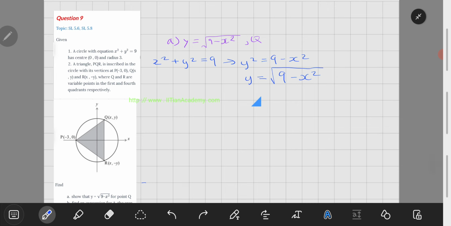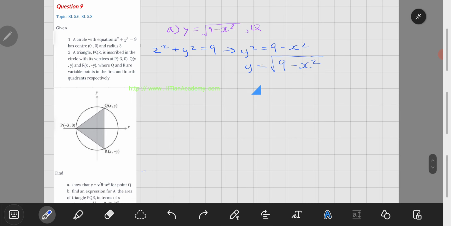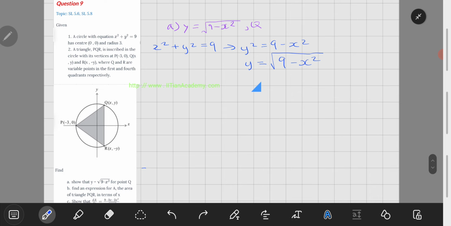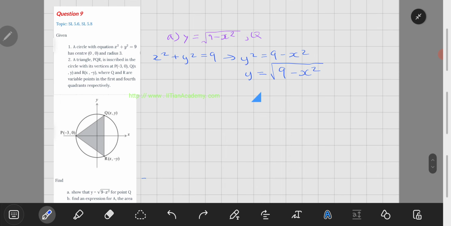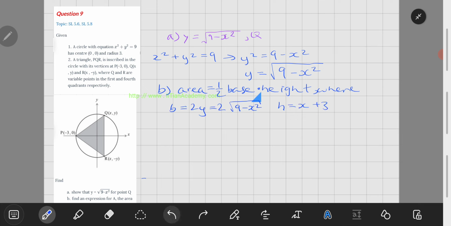Now for question B, we're asked to find an expression for the area of the triangle PQR in terms of x. So to do this, we first write out the equation for the area of a triangle, where the area is equal to 1/2 base times height, where our base b is equal to 2y, since there are two lengths of y that run in this circle, and we know that y is equal to the square root of 9 minus x squared, so it's just 2 times the root of 9 minus x squared.